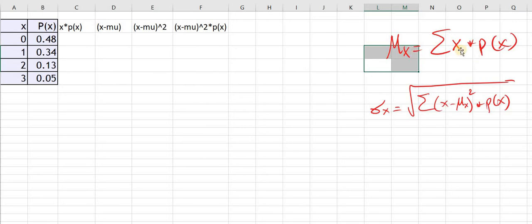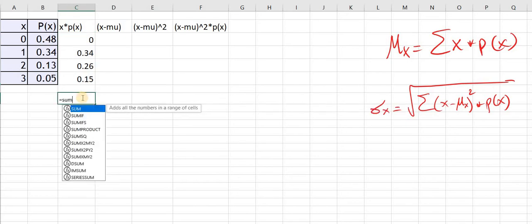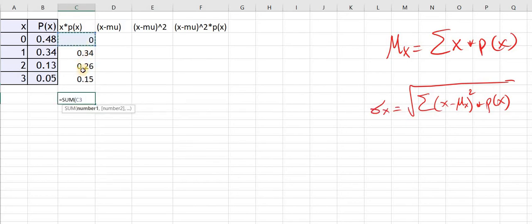To find the mean, I'm going to first multiply x with the probability of x. I'm going to say this is equal to x times the probability of x, and then click enter. Then I will double click to populate, and then take the sum of that. I'm going to add everything together in this column. That is going to be the mean for the discrete probability distribution.